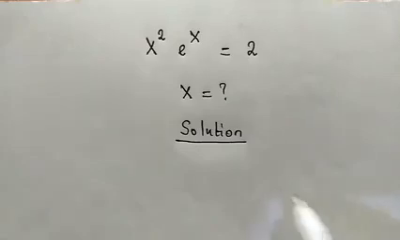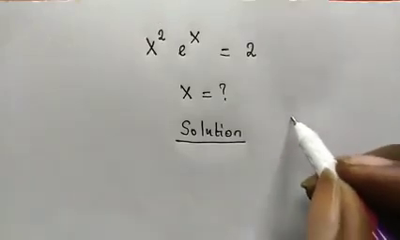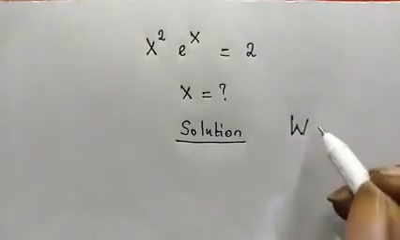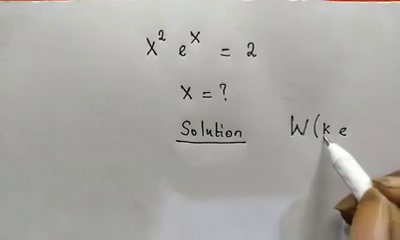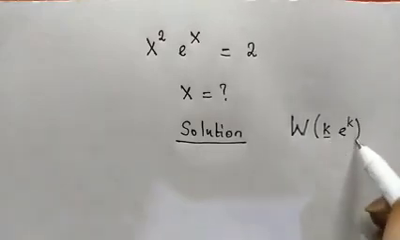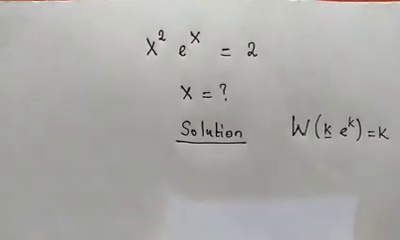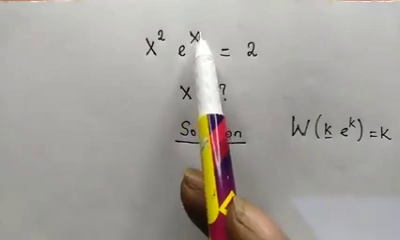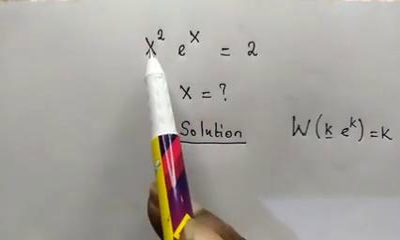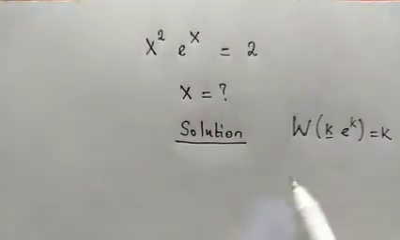Remember, we can make use of the Lambert-W function. If you recall this property, that the Lambert-W function of k multiplied by e raised to the power of exactly this k simplifies to k. Now take a look at the left hand side. The power of e here is x, and it is not squared, but here this x is squared.